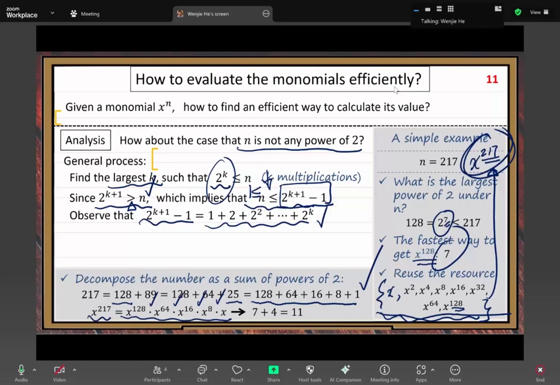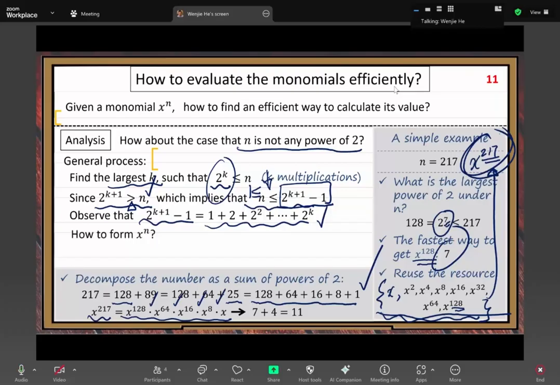So here I want to make this argument. That means after you prepare your resource pool, you can represent any number in the given range. You won't miss anyone. You can always represent any number in the range.